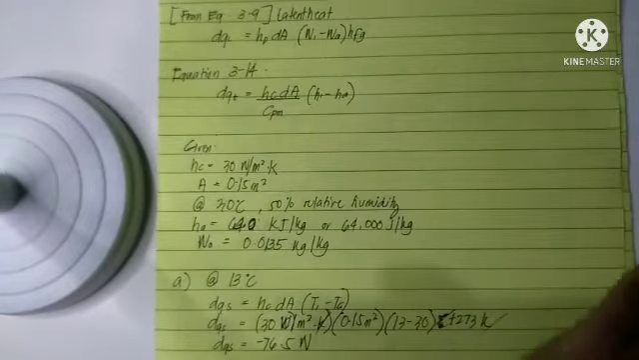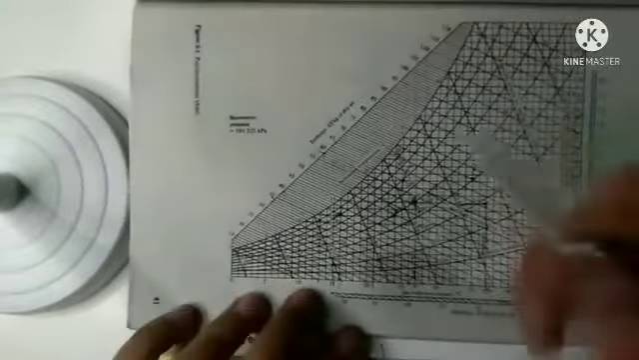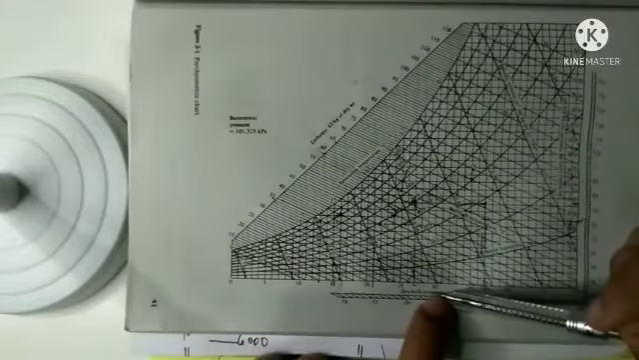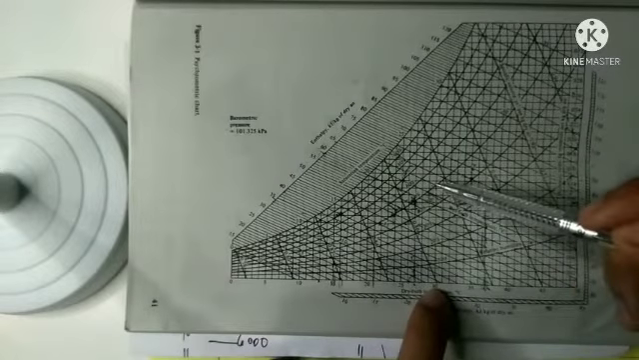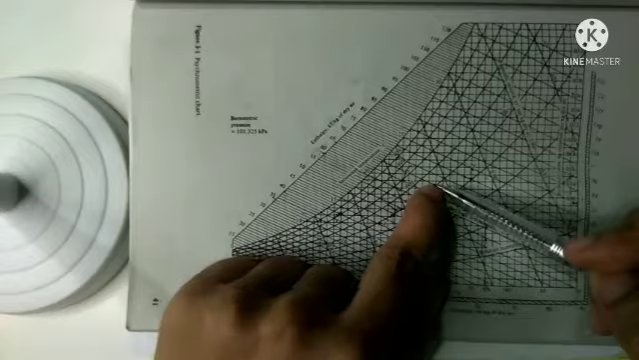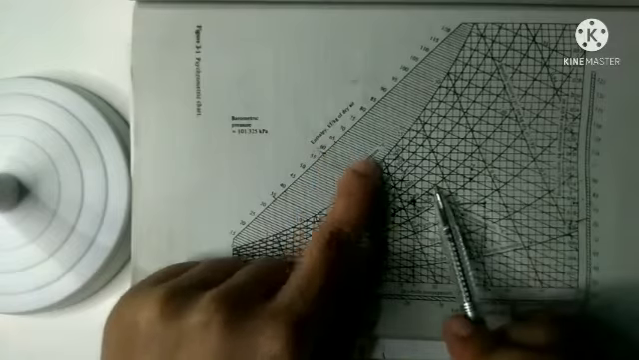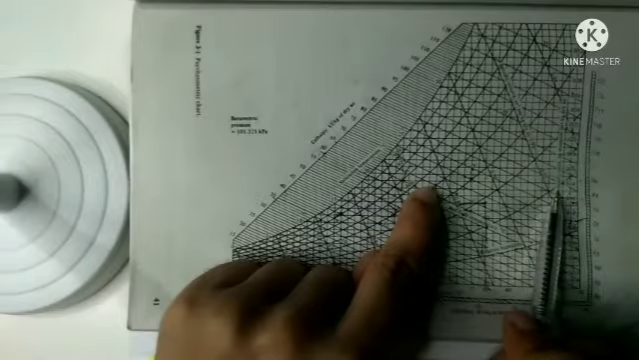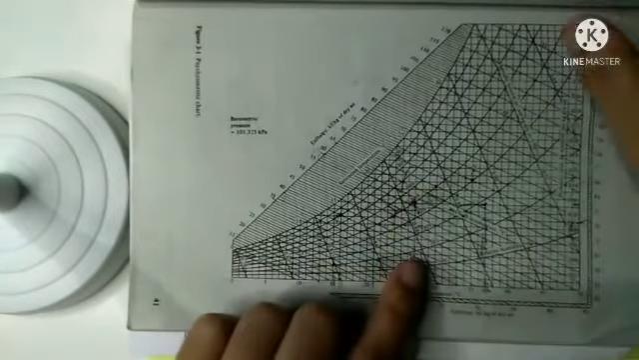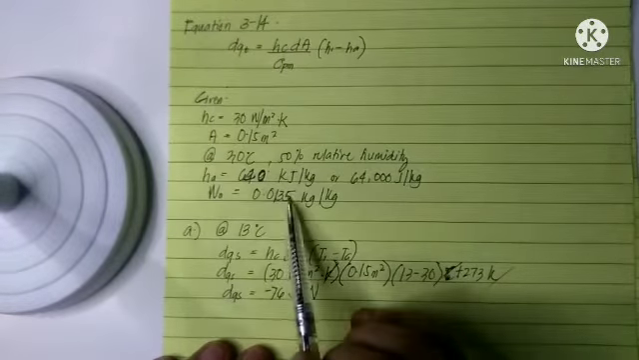So using the psychrometric chart, here we have 30 degrees Celsius and 50% relative humidity. Here is our dry bulb, 30 degrees Celsius, and 50% relative humidity. It gives us a value of approximately 65 kilojoules per kilogram, and our humidity ratio, which is approximately 0.0135, and 64 kilojoules per kilogram.